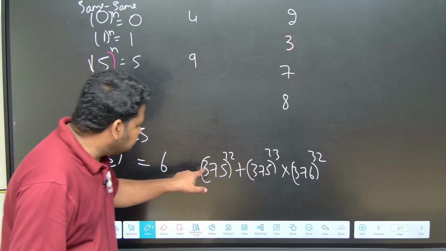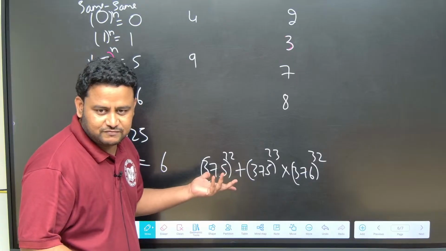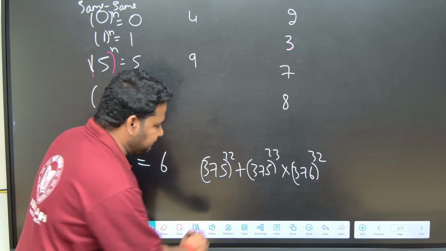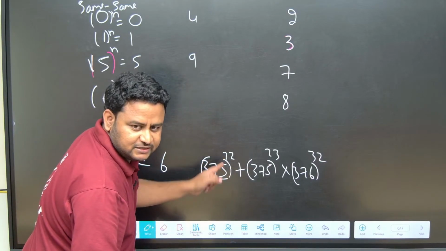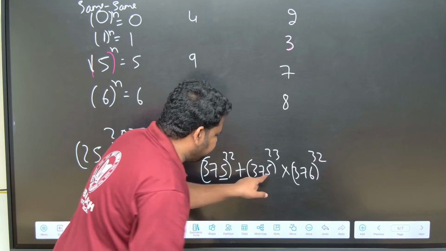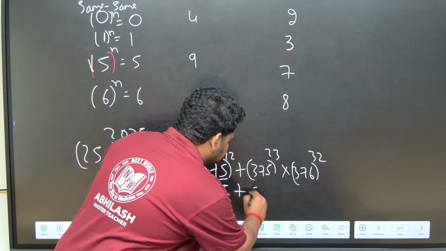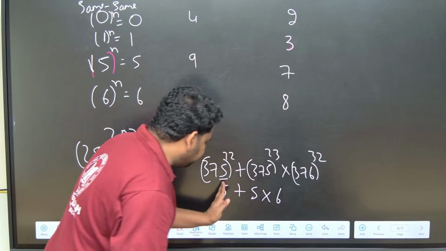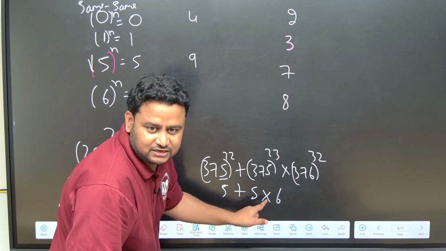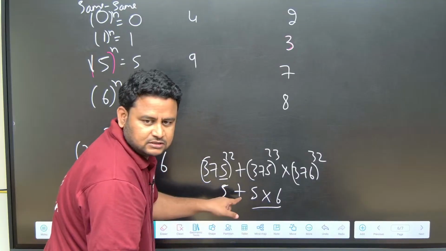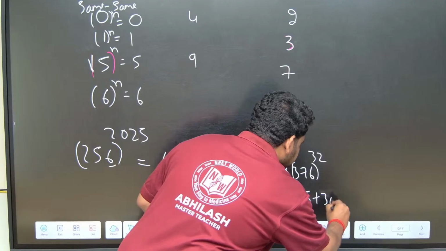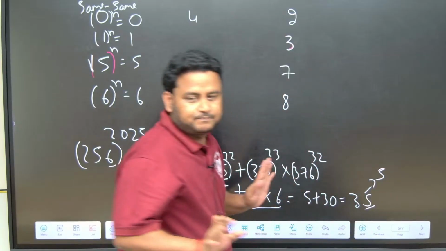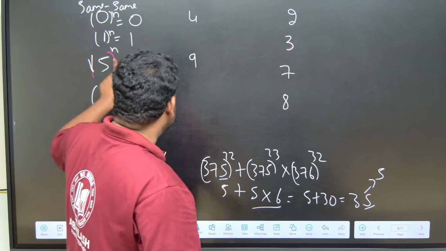Otherwise what you should do, see here, 5 to the power of anything is the same itself. So it will become 5 itself. Plus 5 to the power of anything is 5 itself, into 6 to the power of anything is 6 itself. Okay. So 5 plus 5 into 6. First we have to do multiplication, not addition. So 5 into 6 is 30. Okay, 5 plus 30 is 35. Now the unit digit is 5. So the answer is 5. Very simple. Got it? This is how you solve if it is same.